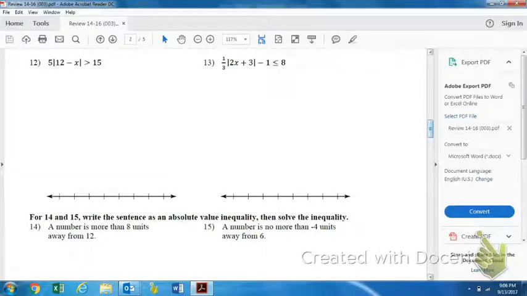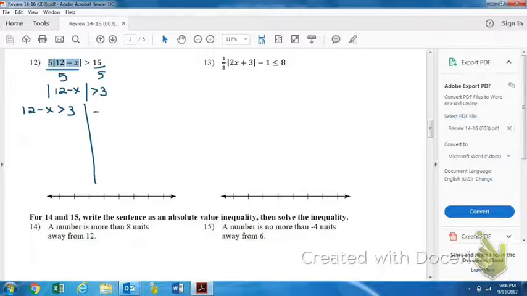Number 12, we first have to divide both sides by 5. That would be the absolute value of 12 minus x is greater than 3. The absolute value is alone now, so I'm going to write it twice, and that's going to be 12 minus x is greater than 3.